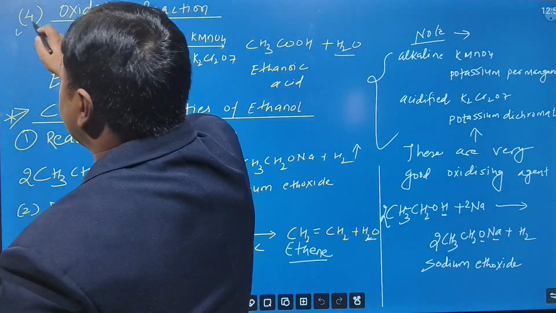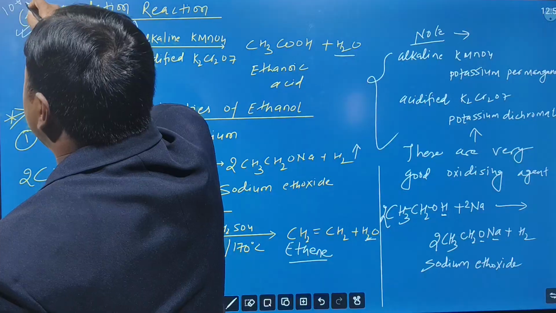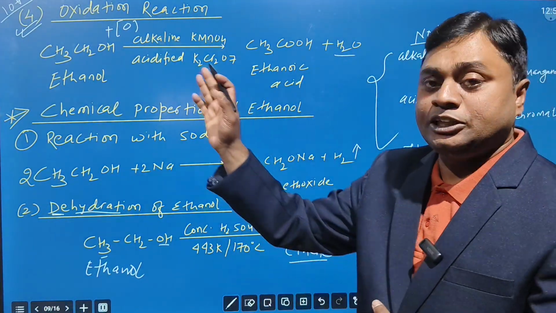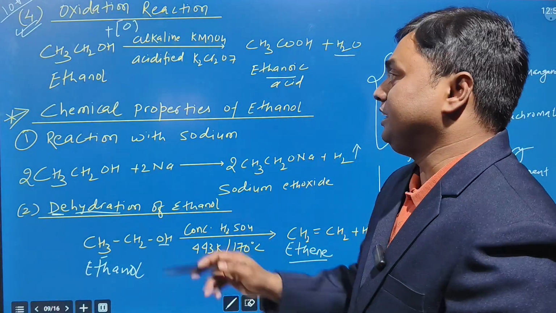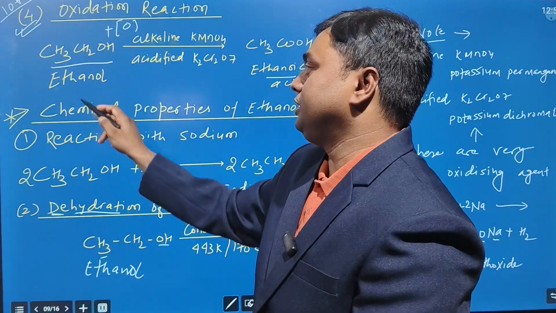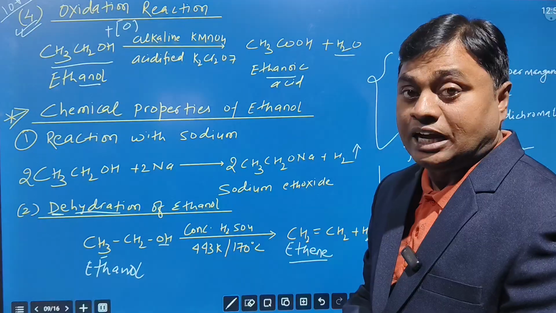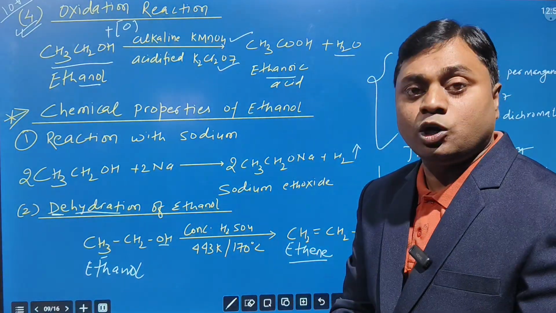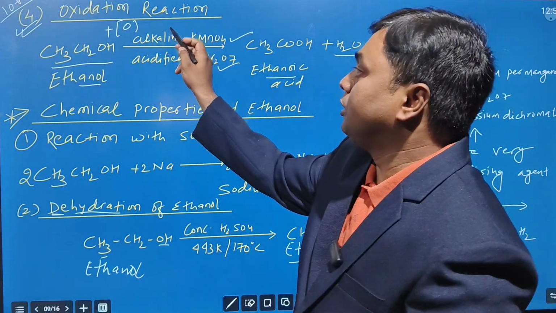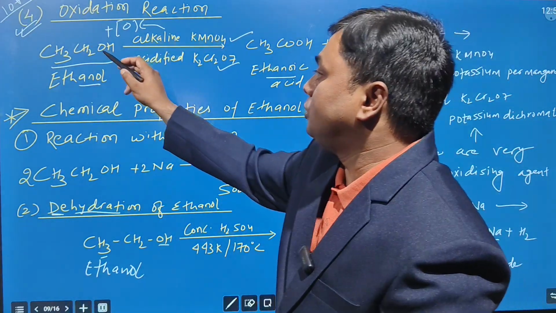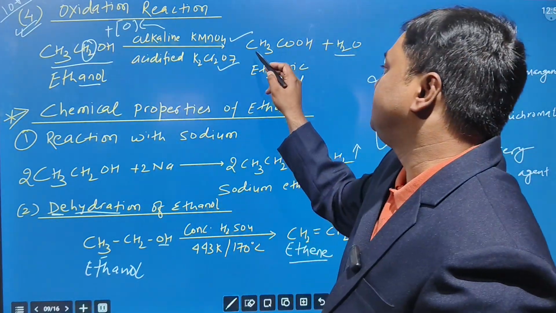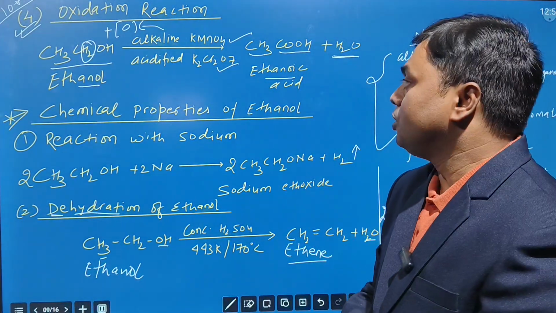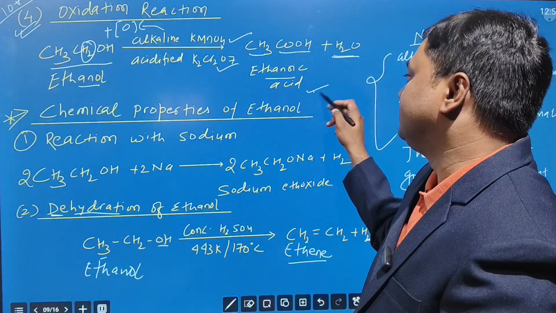Next reaction, oxidation reaction. This reaction is also very important. You can mark this as 10 star. What happens in oxidation reaction? Ethanol changes to ethanoic acid. That is, CH3CH2OH, ethanol, in the presence of an oxidizing agent like alkaline KMnO4 or acidified K2Cr2O7, which will give you the oxygen atoms. So hydrogen is removed and oxygen is added. So it forms CH3COOH plus H2O. Yes or no?